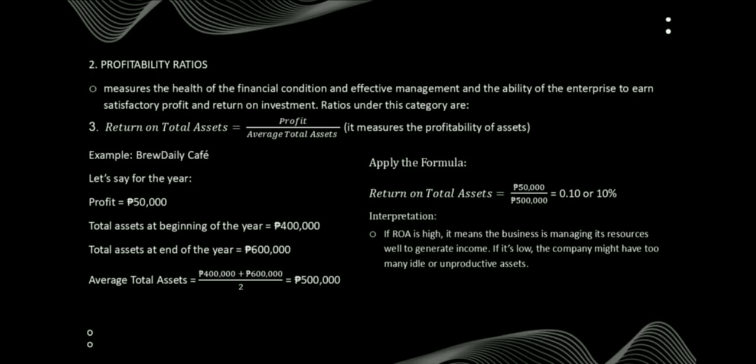It was said that if return on total assets is high, it means that business is managing its resources well to generate income. If it's low, the company might have too many idle or unproductive assets. In the case of Brewed Daily Coffee, they earn 0.10 of profit for every peso it has invested in assets. That's 10% return, meaning their assets are being used efficiently to generate income.